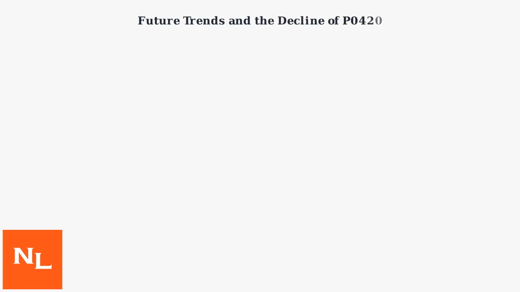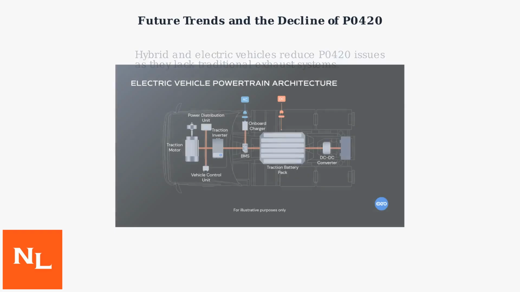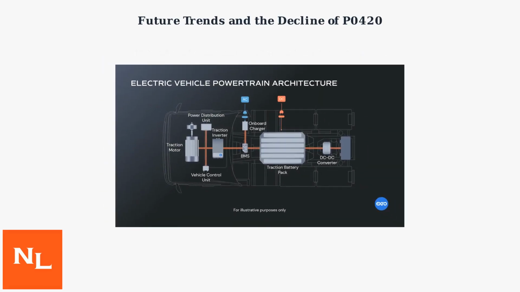The rise of hybrid and electric vehicles is significantly reducing P0420 issues, as these vehicles lack traditional exhaust systems that require catalytic converters. This shift to electric vehicles is transforming automotive diagnostics. The diagram shows the components of an electric vehicle powertrain, highlighting how EVs operate without exhaust systems.